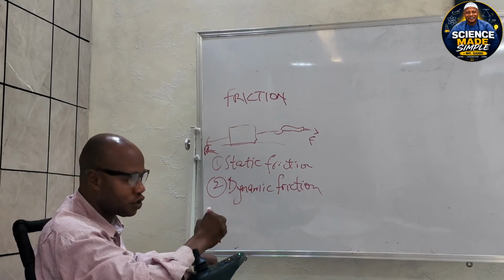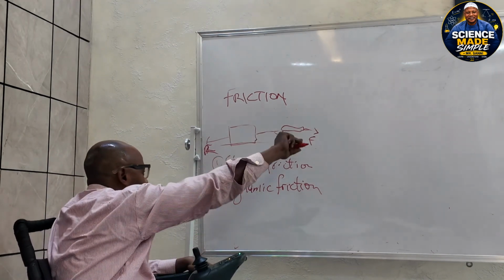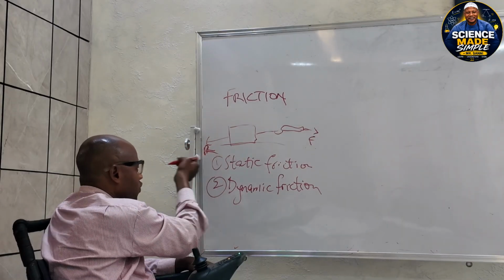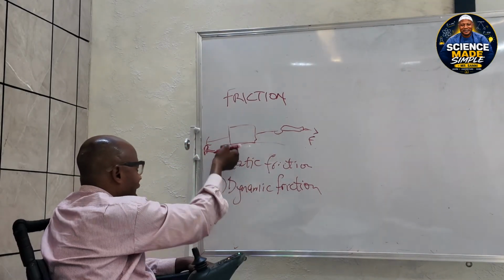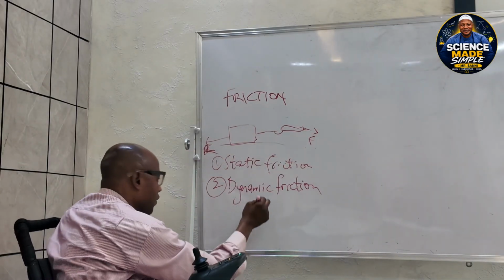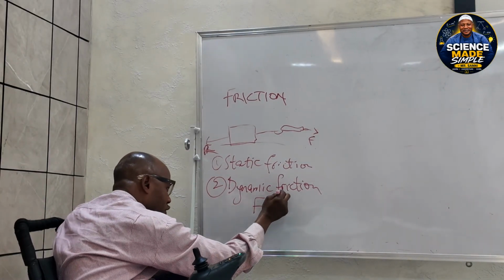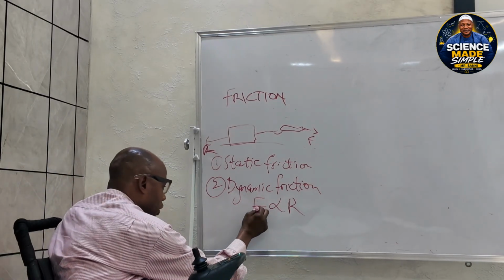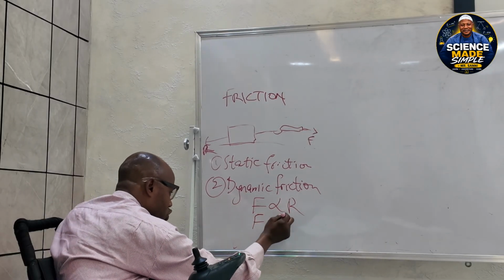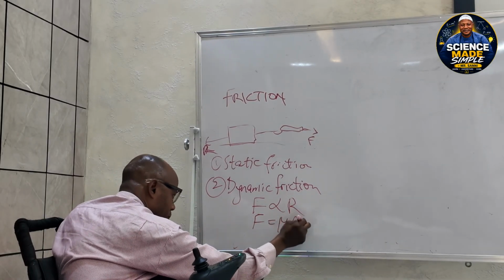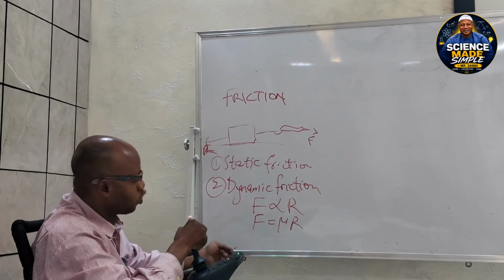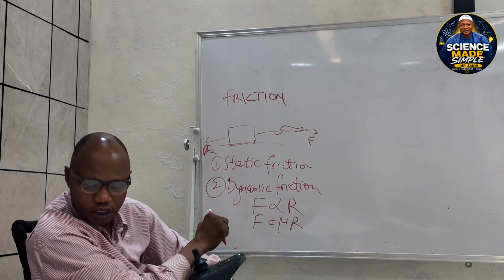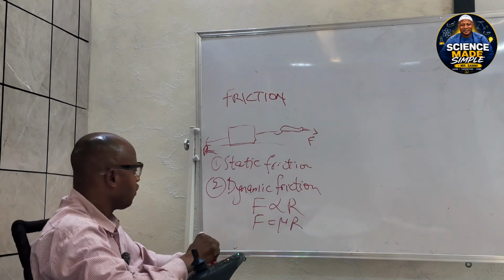We say that action and reaction are equal and opposite. If the body moves like this, there's another reaction that will keep the body move in that direction. That one is the opposite, frictional force. So we have here that our frictional force is directly proportional to the reaction. So from here we can deduce that our frictional force is equal to mu times reaction. Mu is a constant which is called the coefficient of friction.